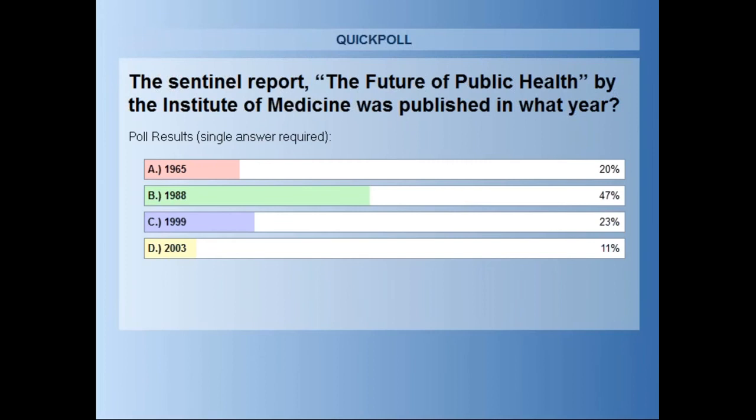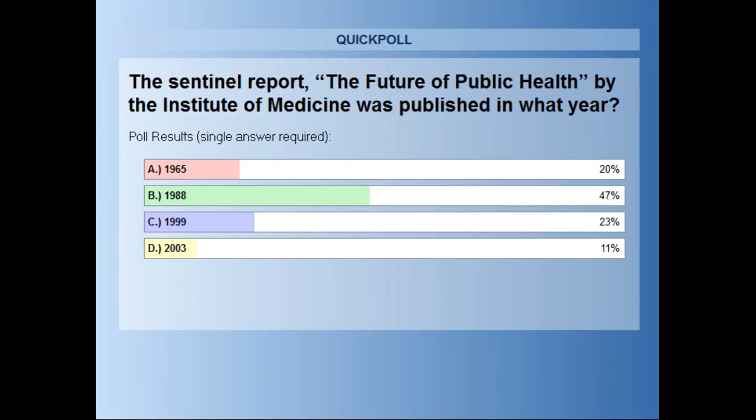Okay. Good. 1988 is the correct answer, and a very, very important report. I believe it was the first time the IOM had written a report on public health, and it was a scathing review of the state of public health in the United States, and it really galvanized not just the public health community, but even a larger community of public health and health policy and healthcare and academic folks to really come together and address the very hard to read observations that they made of the public health system, and a lot of what we have seen since then is a result of that report.